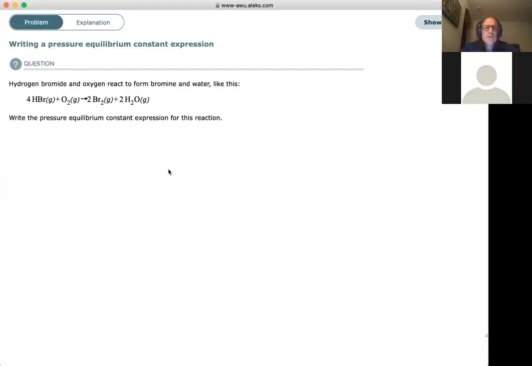Again, I'm just going to do a couple of these here. Okay, writing a pressure equilibrium. So pressure, Kp, not concentration, but pressure. So Kp. Hydrogen bromide, that's HBr, is a gas, and oxygen, a gas, reacts to form bromine gas and water vapor. Okay, so everything's a gas, so pressures. Write the pressure equilibrium constant expression for this reaction.